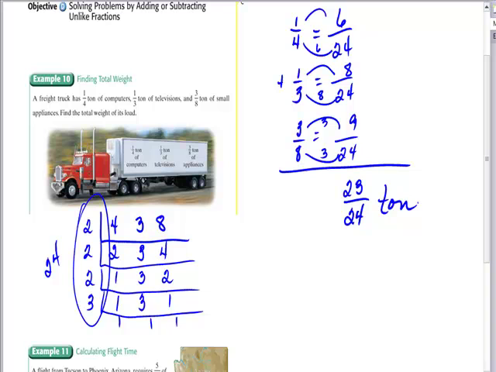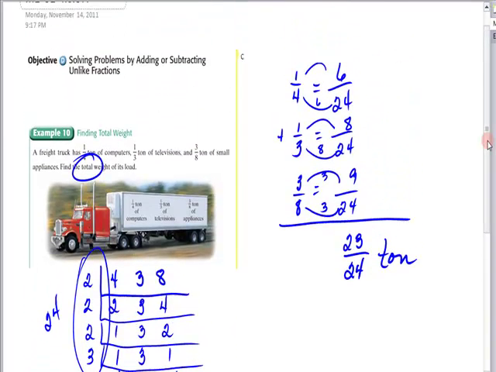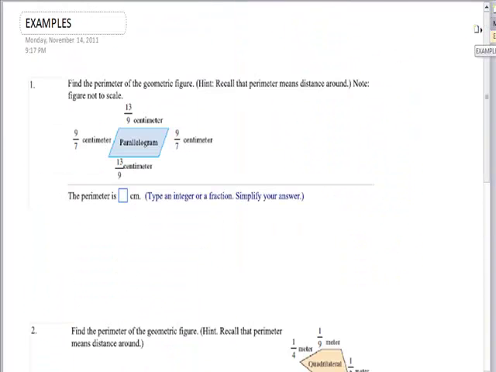All right, so a key in that was the word total. That's what told me to add. Then I thought about my rules for adding fractions, had to get a common denominator. And I don't think I'm going to do that next one there because I'm going to go over here and take a look at these.